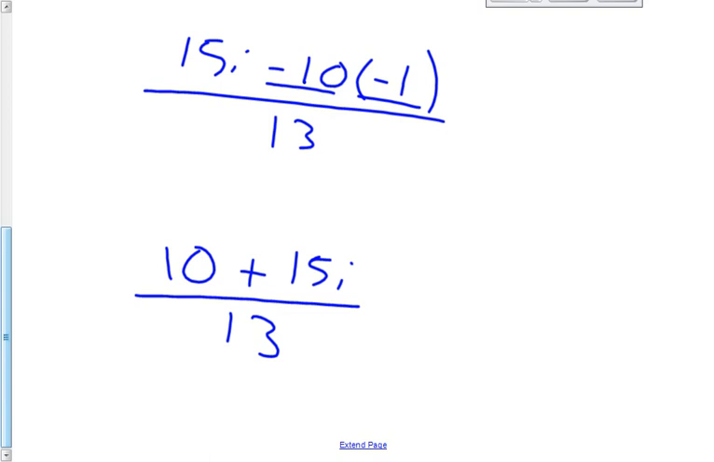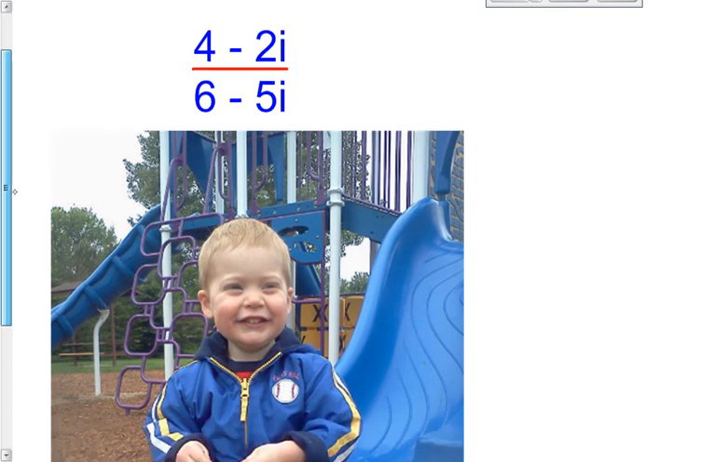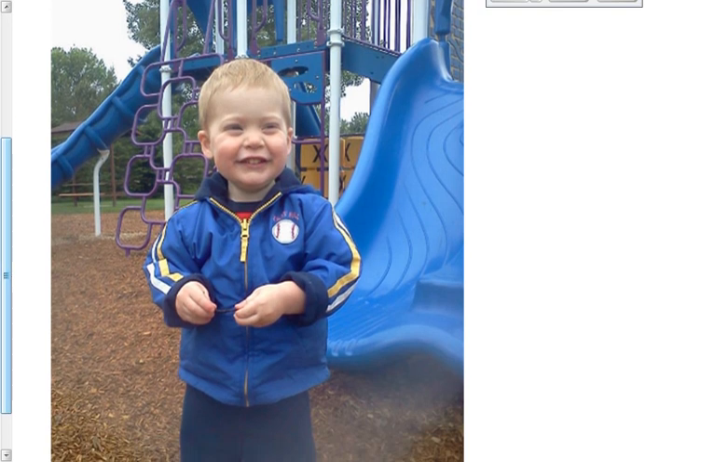So now that I've done 21, you guys try number 22 on your own. Remember, you're going to multiply by the complex conjugate.